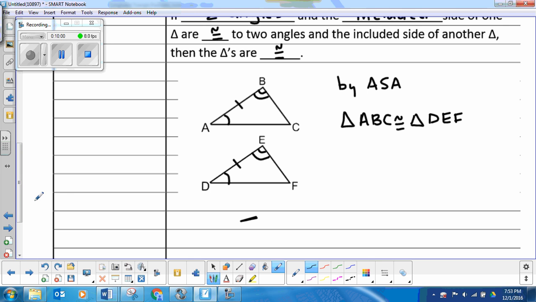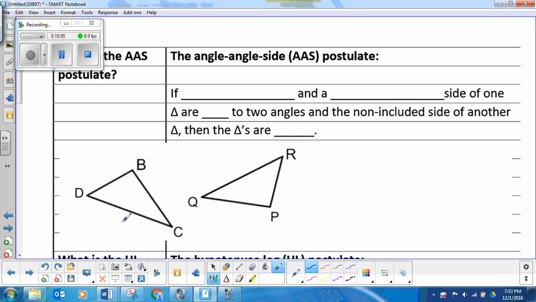All right, so make sure you have all that written down and then go to the next page of the notes, which brings up, what is the AAS postulate?